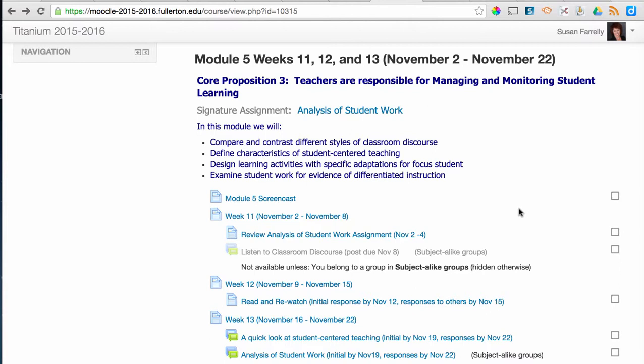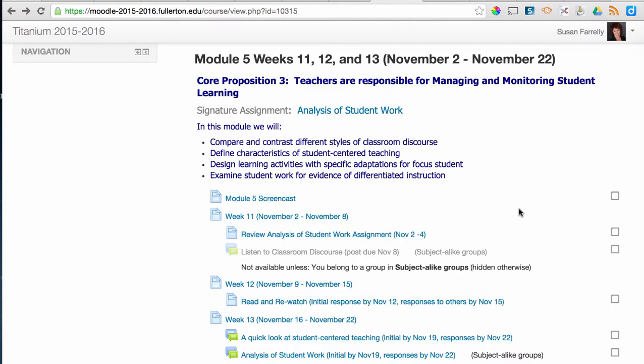In this module, we will compare and contrast different styles of classroom discourse, define characteristics of student-centered teaching, design learning activities with specific adaptations for a focus student, and examine student work for evidence of differentiated instruction. And that really is what the analysis of student work is all about.